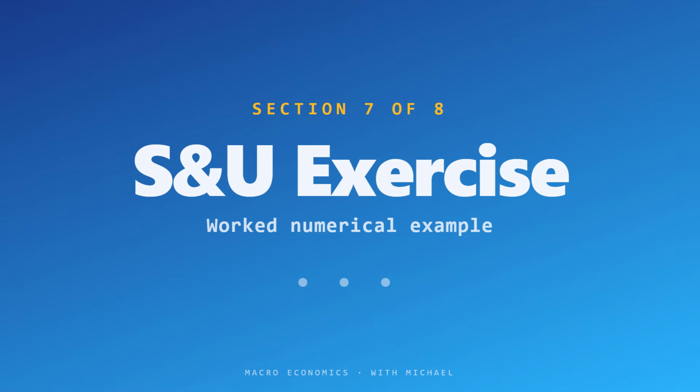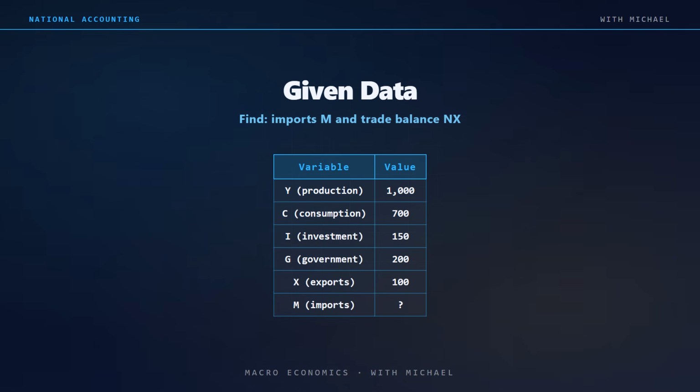Section 7. A worked exercise on the sources and uses identity. Let's apply the theory. Suppose an economy has the following data. Domestic production, Y equals 1,000. Consumption, C equals 700. Investment, I equals 150. Government spending, G equals 200. Exports, X equals 100. We want to find imports, M.